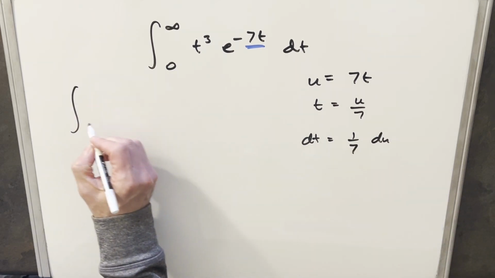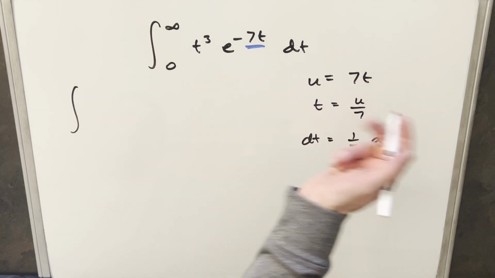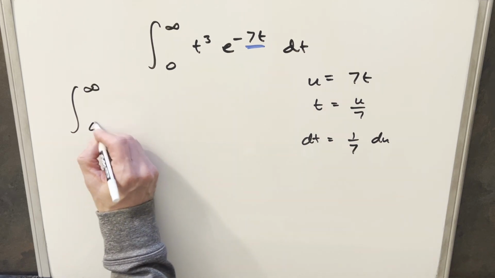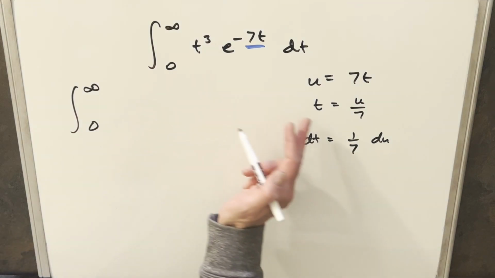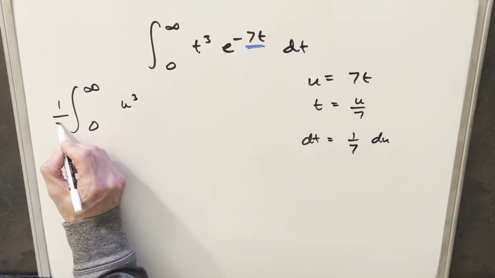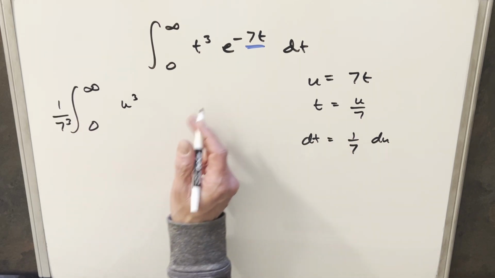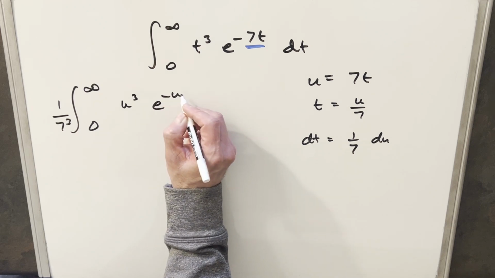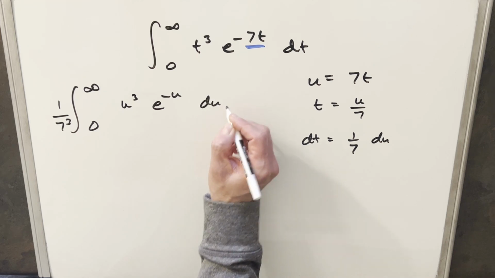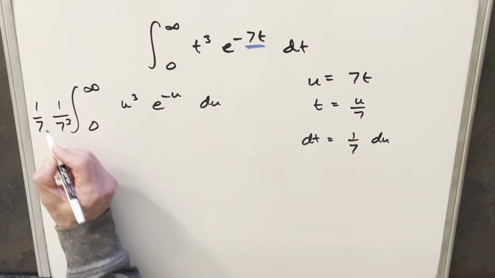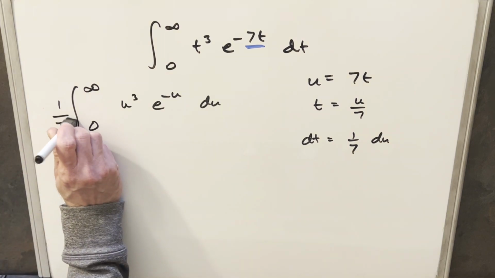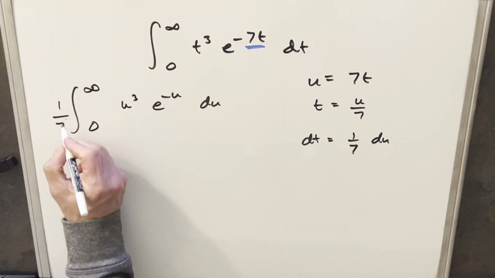So then we'll just go ahead and substitute. Plugging in infinity here, 7 times infinity, so we still have infinity for the upper bound. Plugging 0 in, we're just going to have 0 for the lower bound. Then for t cubed, this is going to become u cubed over 7 cubed, but I'm actually going to bring the 7 cubed out front here, because that's just a constant, and then this is going to become e to the minus u. And then for dt, 1/7 du, I'm going to take du but bring the 1/7 out front here. But then let's just multiply all this stuff together, and this is going to give me 1 over 7 to the 4th, or 2401.